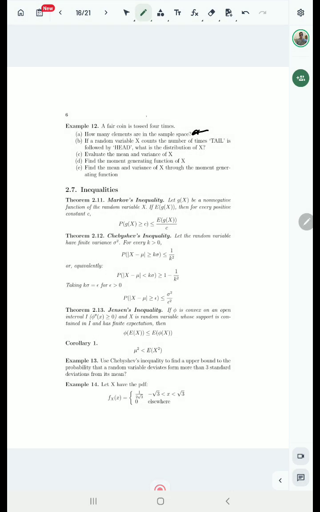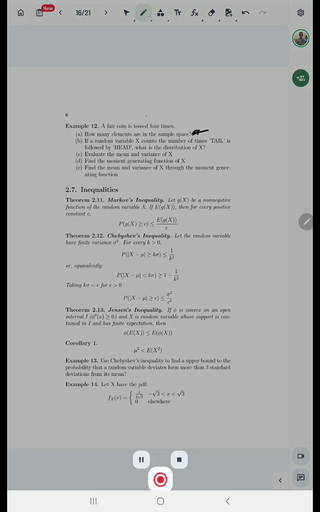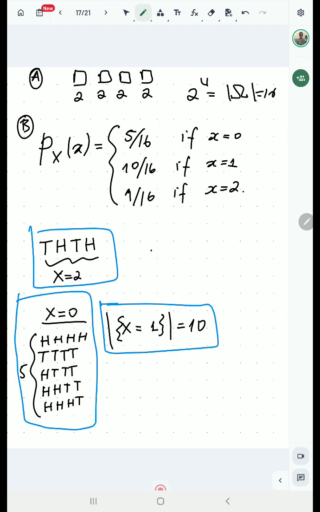Okay, now let's solve example 12. How many elements are there in the sample space if you are tossing a fair coin 4 times? Here you have 4 empty boxes, and in each empty box you have 2 possibilities. Here we have replacement and order. Therefore, the total number of elements in your sample space is going to be 2 to the power 4, and the cardinality of the sample space is equal to 16.